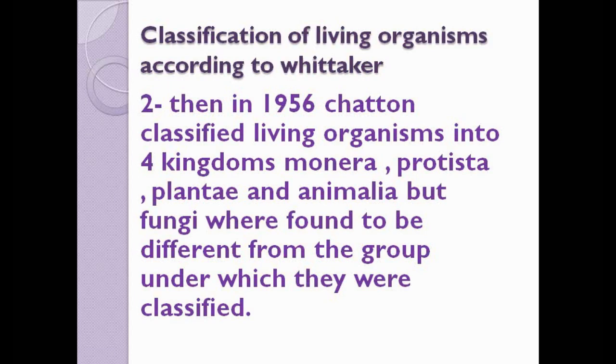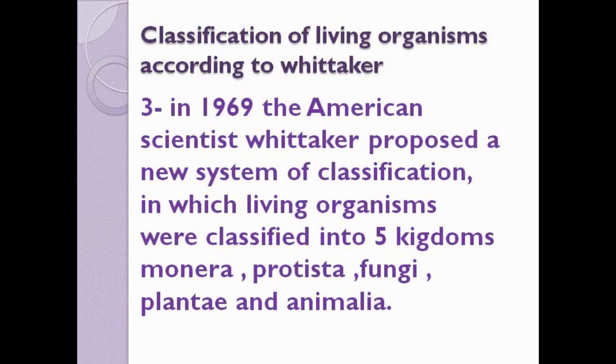In the second stage, in 1956, Chatton classified living organisms into 4 kingdoms: Monera, Protista, Plantae, and Animalia. But fungi were found to be different from the group under which they were classified. So, finally, in 1969, the American scientist Whittaker proposed a new system of classification in which living organisms were classified into 5 kingdoms: Monera, Protista, Fungi, Plantae, and Animalia.